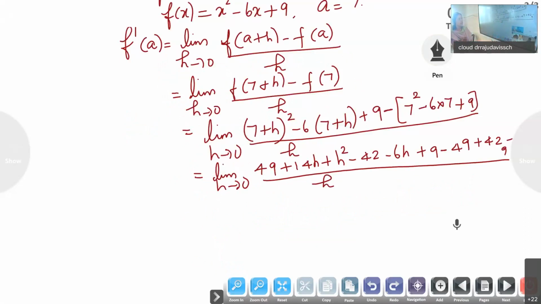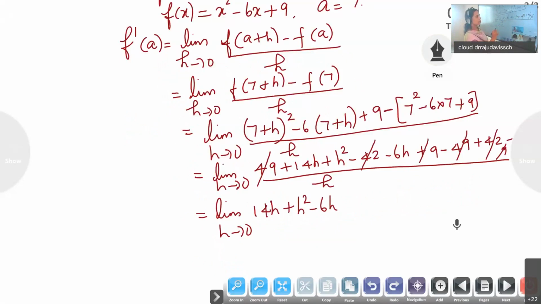So now here, which all the terms will get cancelled? 49 minus 49 will get cancelled. Minus 42 plus 42, and plus 9 and minus 9 will get cancelled. So you get limit h tends to 0, 14h plus h square minus 6h, that's all, isn't it? By h.